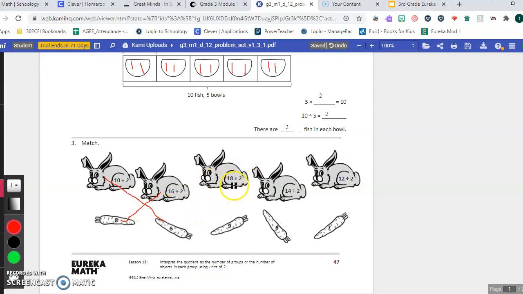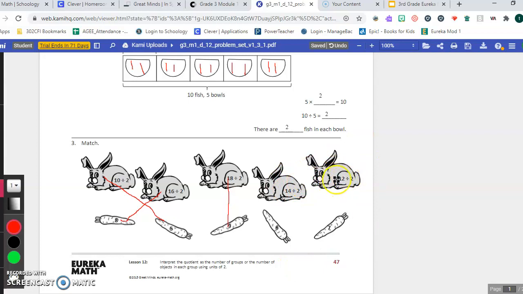Ooh, I could do the same thing for 18. If I know that it took 8 twos to get to 16, I'm going to add one more 2 to get to 18. Okay, so that would be 9 groups of 2. 2, 4, 6, 8, 10, 12, 14, 16, 18 gives me 9 twos. Okay, now I've got 2 problems left.